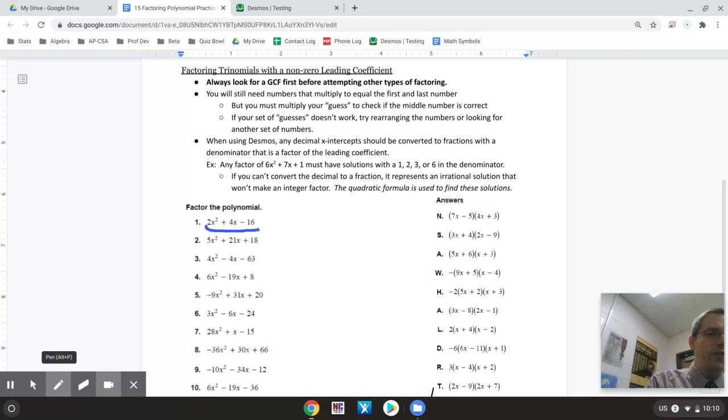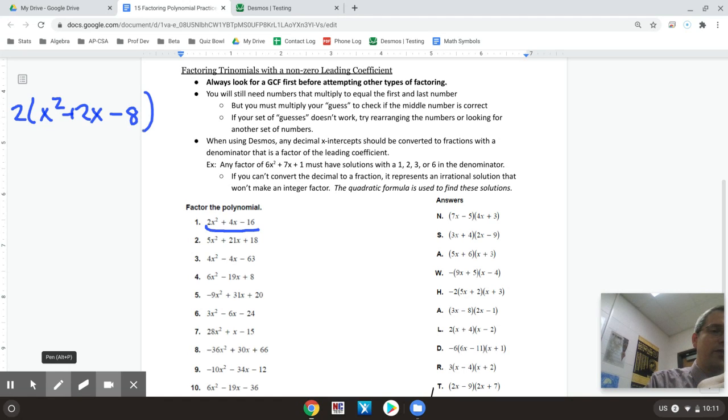If it has a GCF, go ahead and factor out that GCF. So if I factor out my GCF of 2, that will leave me with x squared plus 2x minus 8. At this point, there is no longer a number in front of my x. It's just an x squared now in that parenthesis.